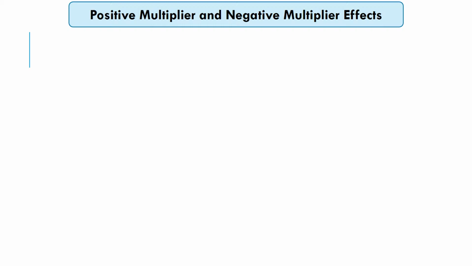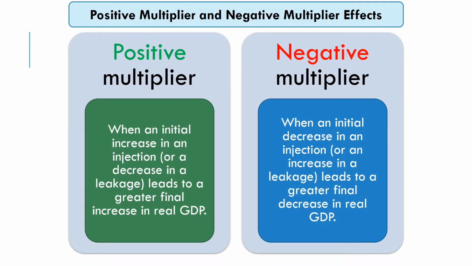The multiplier effect can be both positive and negative. A positive multiplier is when an initial increase in an injection leads to a greater final increase in real GDP. A negative multiplier is when an initial decrease in an injection, if we reduce the amount of money being injected in the economy, leads to a greater reduction or decrease in real GDP. So remembering that a decrease in an injection can cause a fall in GDP, and if there is a negative multiplier effect, the fall in GDP will be greater than the decrease in the injection.